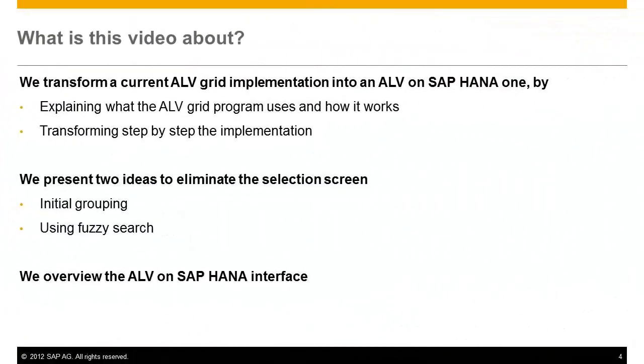In this video, we show you how to transform an ALV grid embedded in an existing application to an ALV on HANA list. First, we introduce the view we are using and explain how the application is built. Then, we transform the application step by step. In addition, we introduce two ideas to eliminate the selection screen, which has an old-fashioned touch for the generation Y. Finally, we walk the tenacious developers through the ALV on HANA interface.